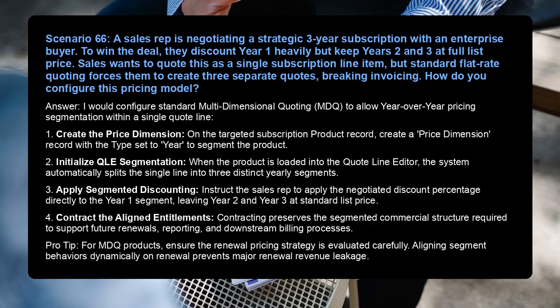Contract the aligned entitlements. Contracting preserves the segmented commercial structure required to support future renewals, reporting, and downstream billing processes. Pro tip: for MDQ products, ensure the renewal pricing strategy is evaluated carefully. Aligning segment behaviors dynamically on renewal prevents major renewal revenue leakage.